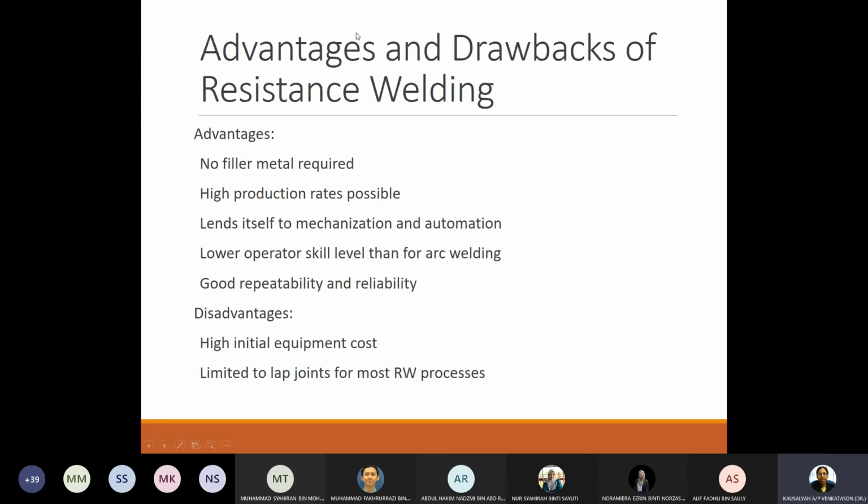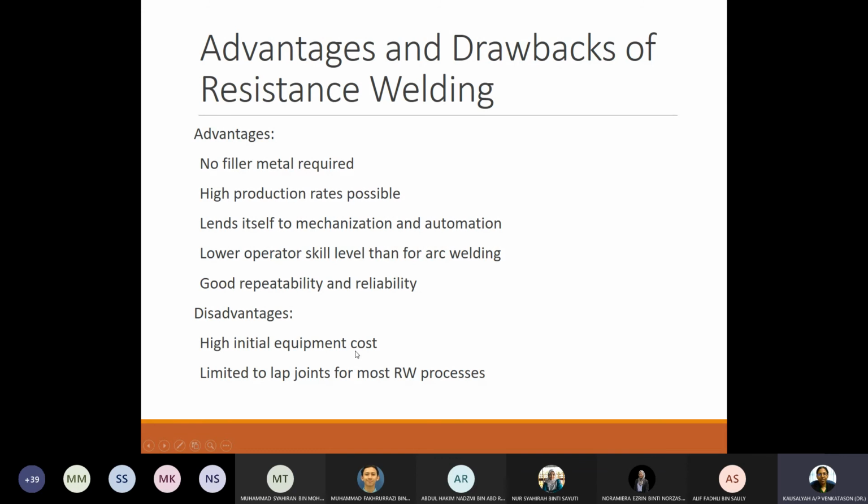The advantages and drawbacks. The pros: no filler metal required, higher production rates possible. It is very easy to automate and mechanize this process. It lends itself to mechanization and automation, with a lower operator skill level compared to all the arc welding processes we saw, and good repeatability and reliability. As I said, it is an automated process.